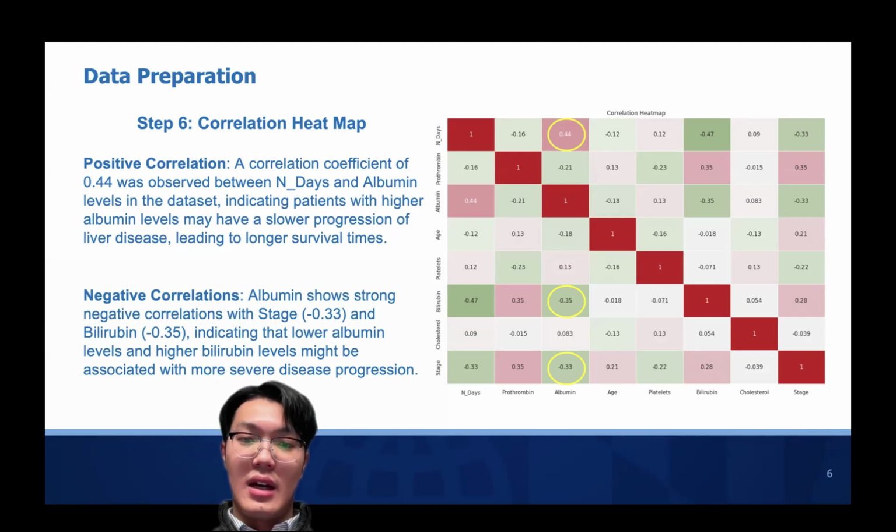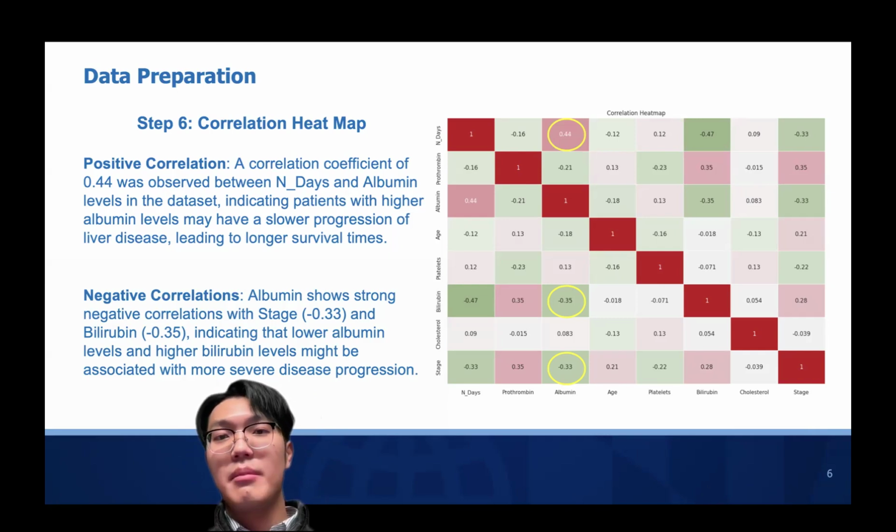And for negative ones, which are negative 0.35 and negative 0.33, we can see the relation between bilirubin and albumin and between stage and albumin. That indicates that the lower albumin level and higher bilirubin level might be associated with a more severe disease progression.